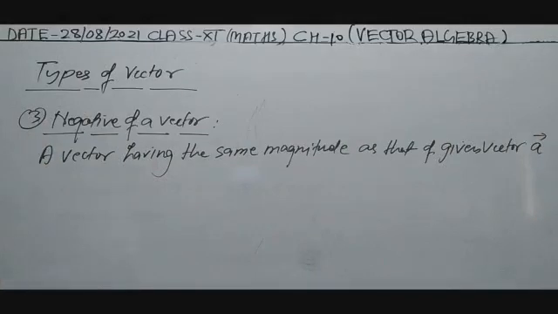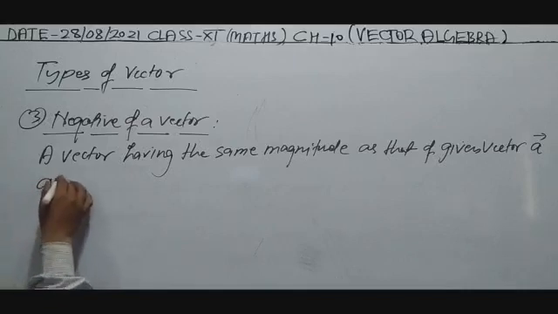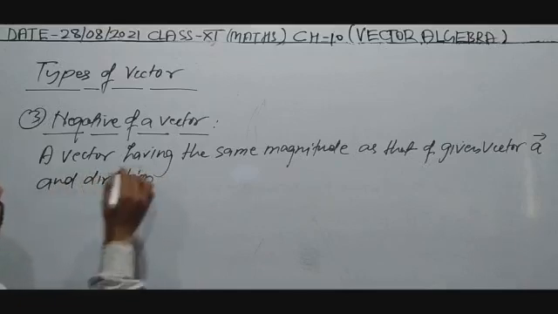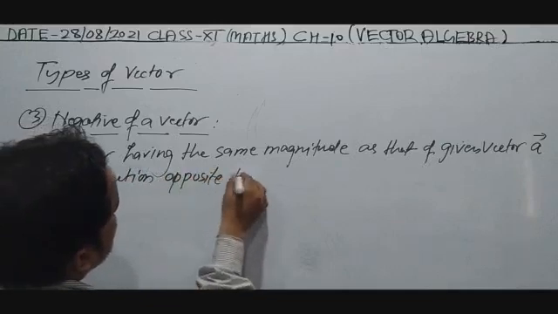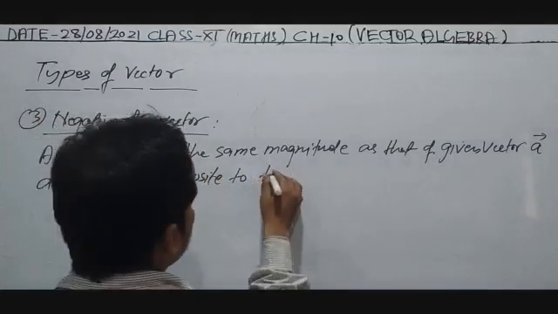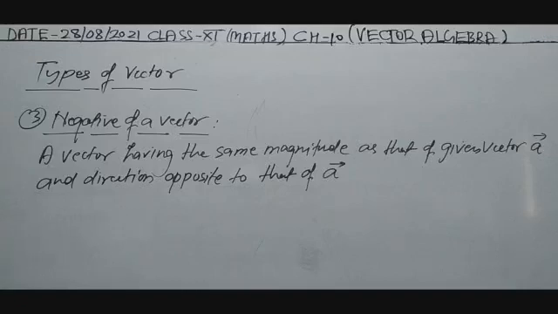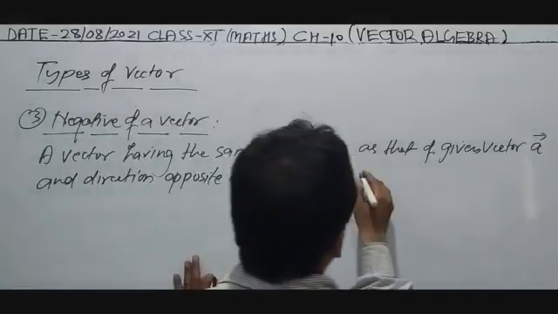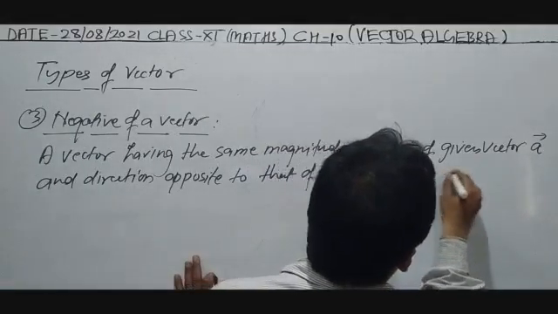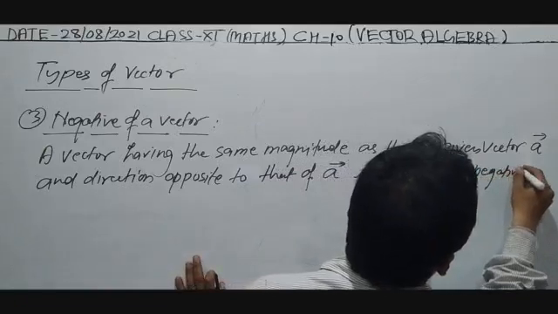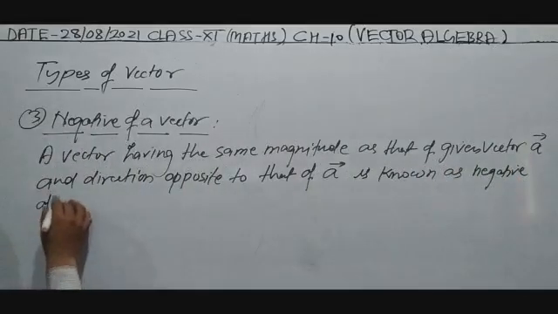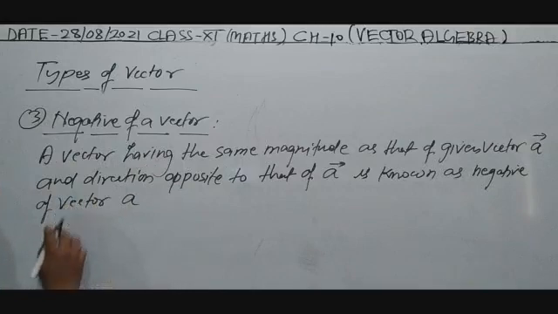Vector A is given, and a vector having direction opposite to that of vector A is known as negative of vector A. This is vector A. Again see, a vector having the same magnitude as that of a given vector A, direction opposite to that of vector A, is known as negative of vector A.